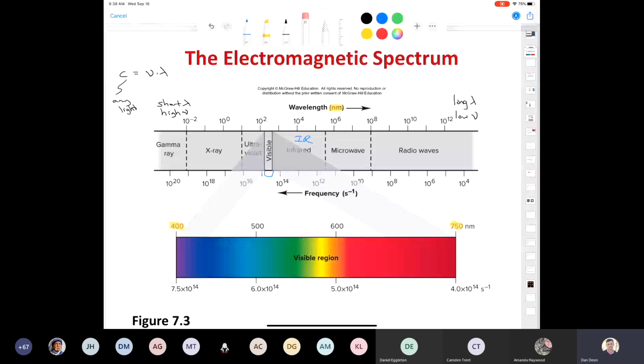And then beyond that, we go to radio waves. Radio waves are really big, they can be up to the size of a building and even bigger. So they have long wavelengths, but they have low frequencies, okay?